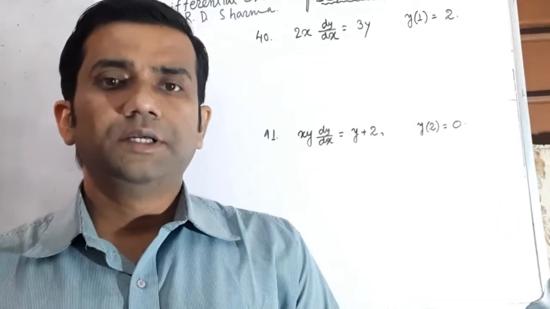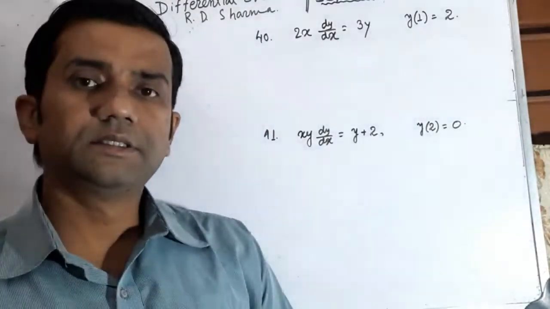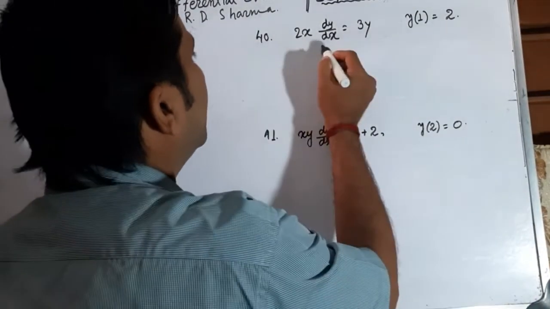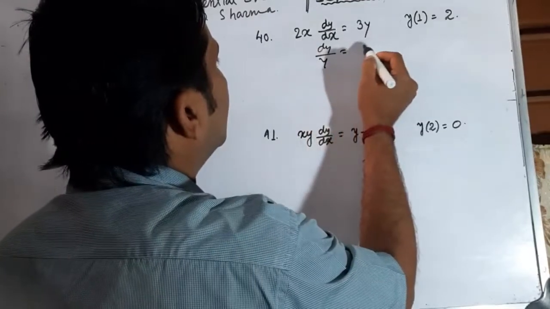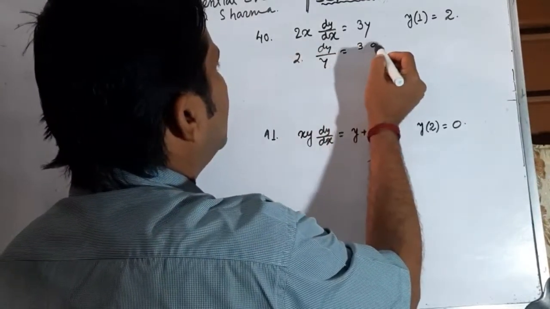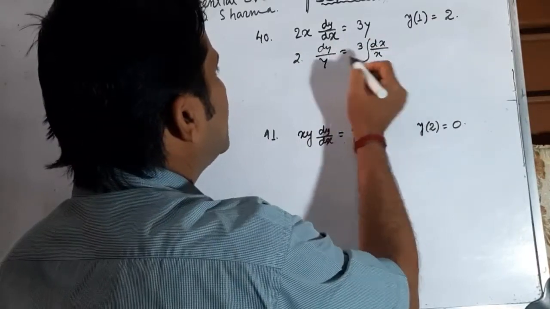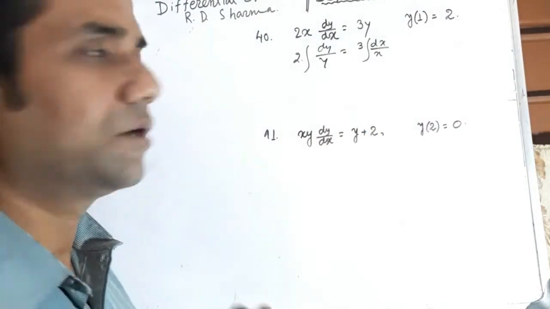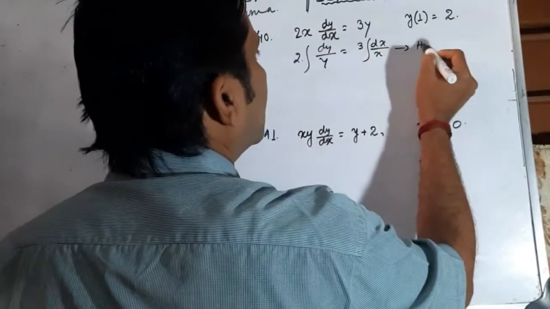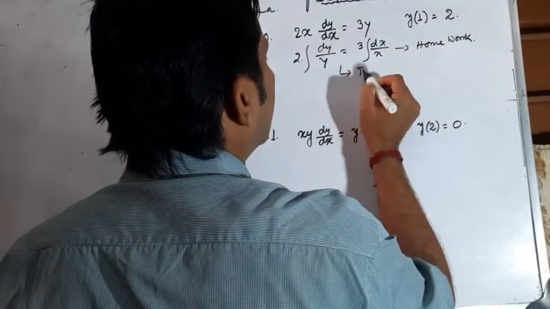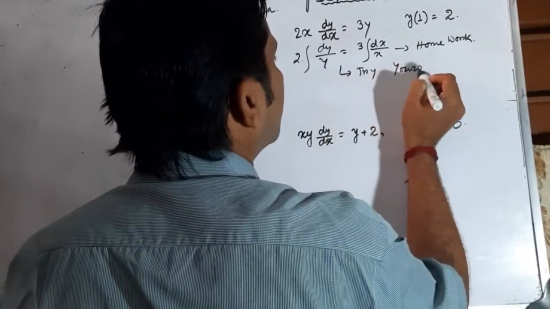Next, problem number 40 is 2x dy/dx = 3y. By the method of separation of variable, dy/y = 3/2 dx/x. Integrating, we get the required result. This is homework for you, and you try yourself.